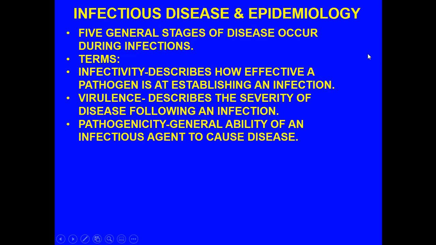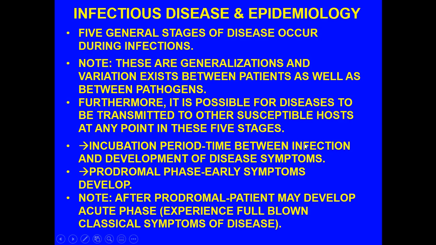Now, there are 5 general stages of disease which occur during infections. I want you to get used to some of the terms, and I want you to be ready to handle all 5 general stages. For example, infectivity. This describes how effective a pathogen is at establishing an infection. Virulence describes the severity of the disease following an infection. Pathogenicity is the general ability of an infectious agent to cause disease.